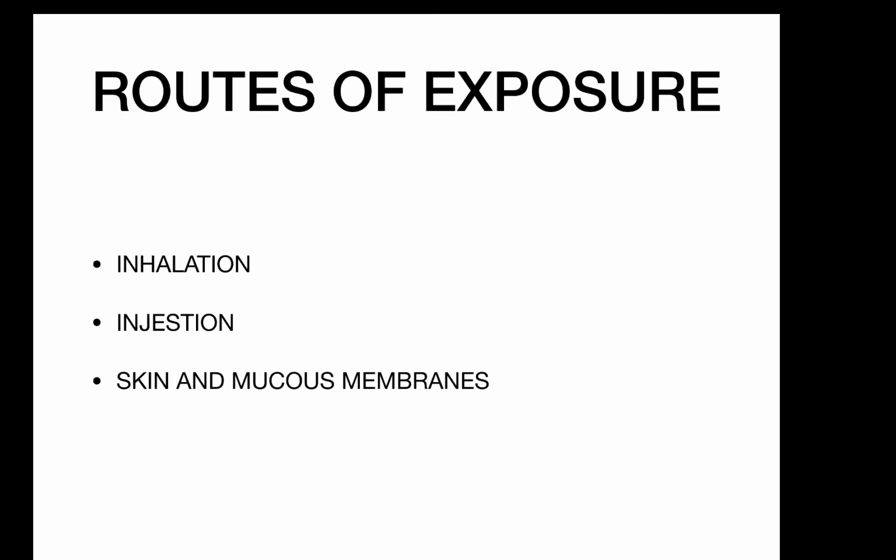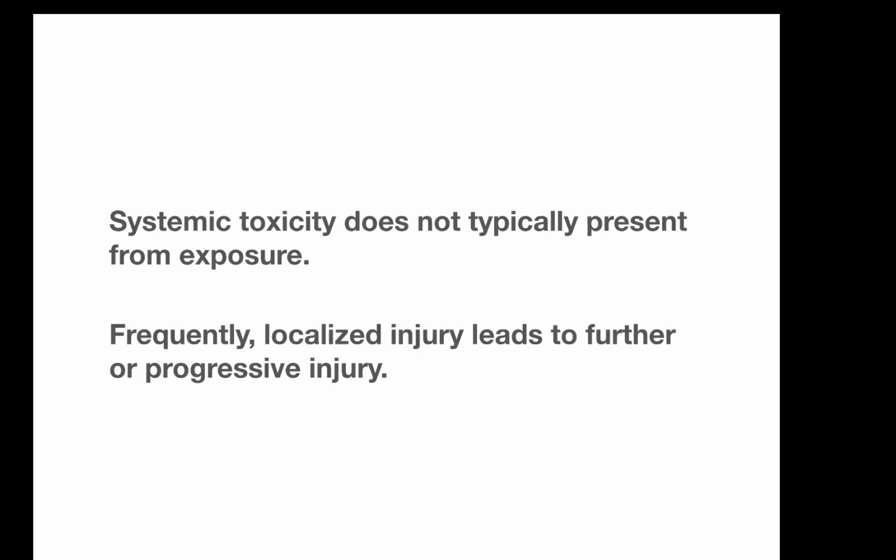The routes of exposure are the ones we've heard forever and ever: inhalation, ingestion, and skin and mucous membranes. Systemic toxicity does not typically present from just a mild exposure or from a general exposure. Frequently, it's a localized injury that leads to further or progressive injury.